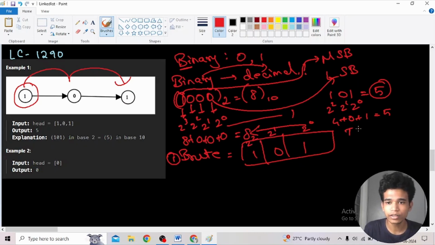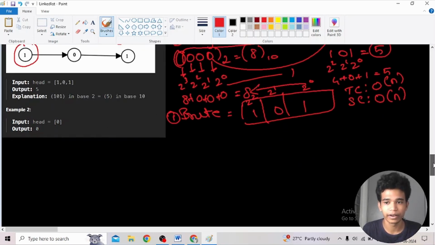So what is my time complexity and space complexity for this brute force approach? Now see here, what's my time complexity? Just observe carefully, my time complexity will be O of n, right? Because I am traversing each and every node one time, and also I am traversing each and every value in the array. So it is O of 2n, which can be written as O of n as 2 is a constant. Okay. Now what is the space complexity? It is also O of n. Why? Because we are using auxiliary space, the array, right?